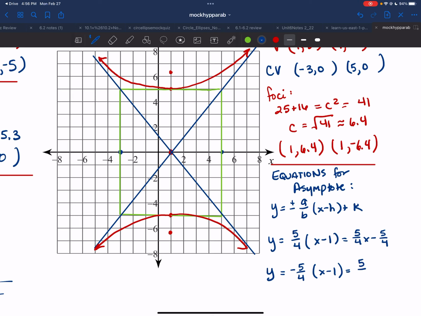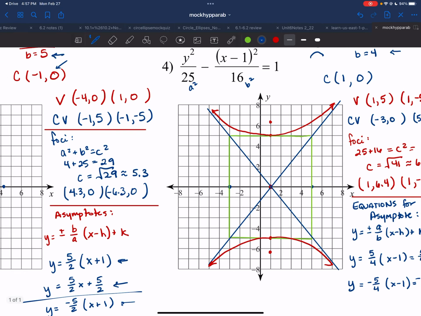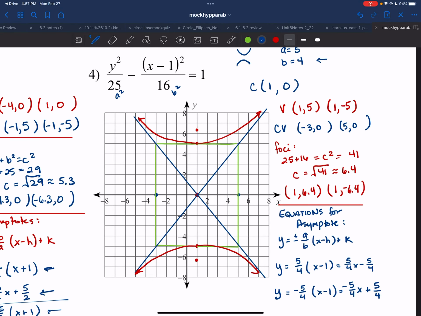And then y is going to equal -5/4 times x minus 1 plus 0, right? Or -5/4 x plus 5/4, right? Because we have a negative and a negative, make a positive. So those are my two asymptotes. And I believe that's it. Is that everything that we need for our hyperbola? There you go.